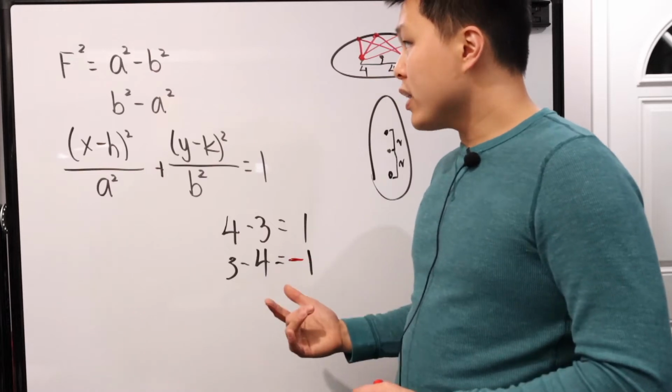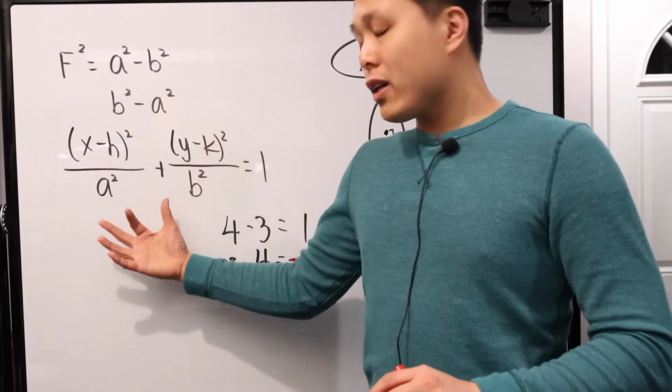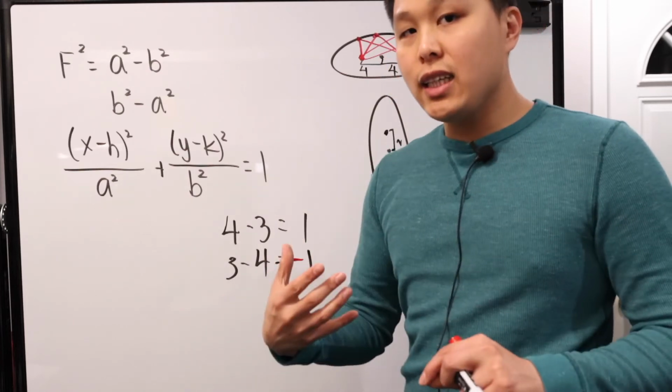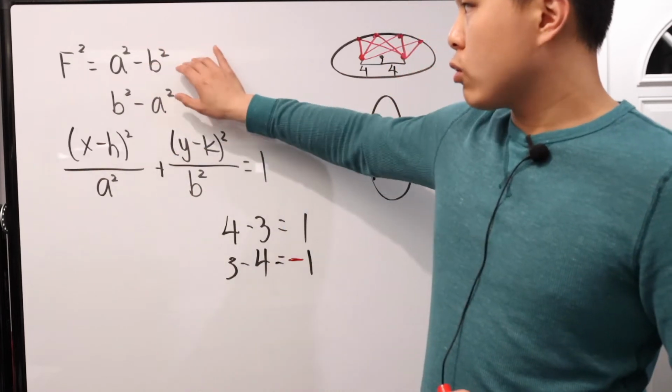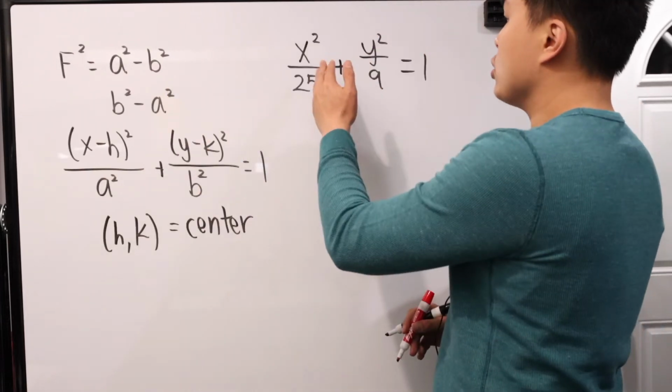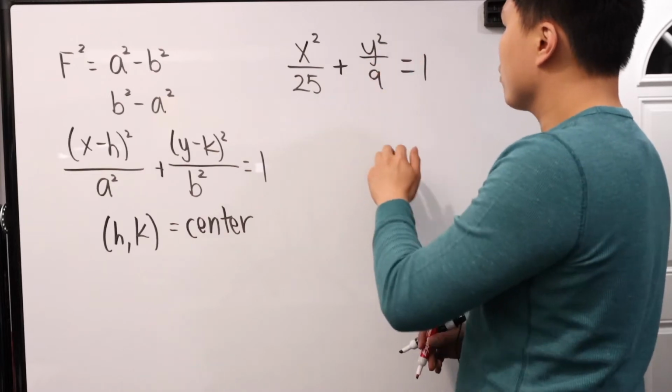So with that, and with our recollection of ellipses, let's practice finding focus points and see if we can use this formula to find what they are. All right, so let's start off with this problem right here. We have x squared over 25 plus y squared over 9 equals 1.